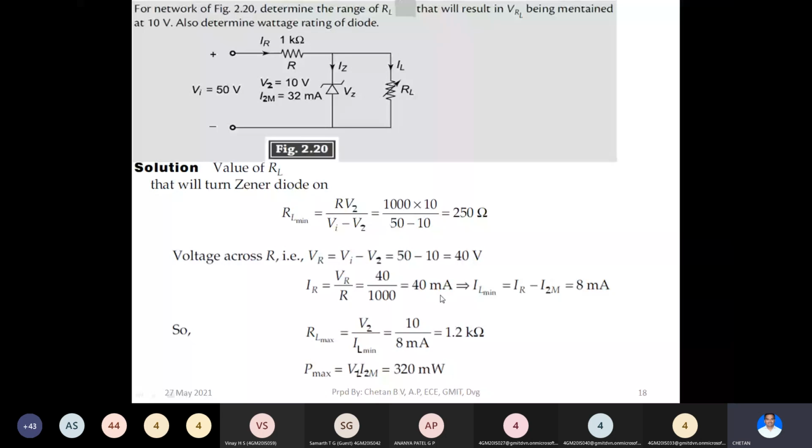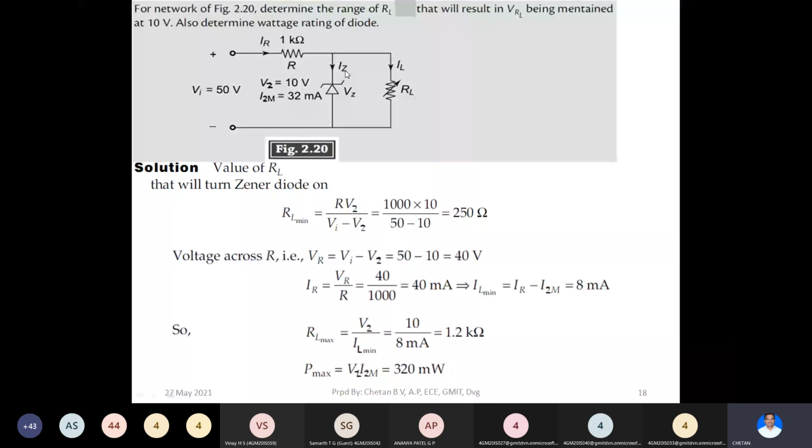Therefore, to find out the value of IL, which is the minimum value, you can use this equation. IL will be equal to IR minus IZM. What is IZM? IZM is the maximum value of Zener current. That is the maximum value for this IZ, right? So what would be the value of IL minimum? It would be around 8 milliampere.